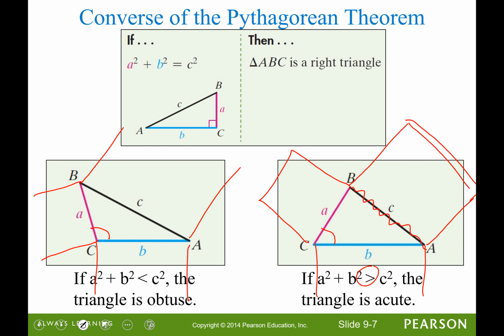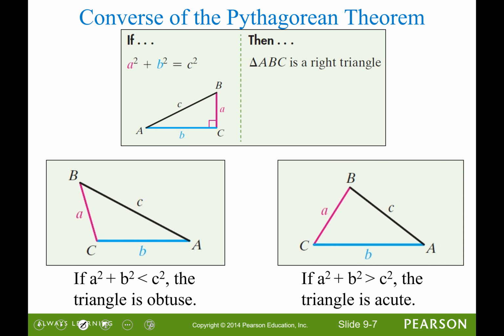Okay, so ultimately, if they are equal, it's a right triangle. If it's less than, obtuse. And if it's greater than, acute.